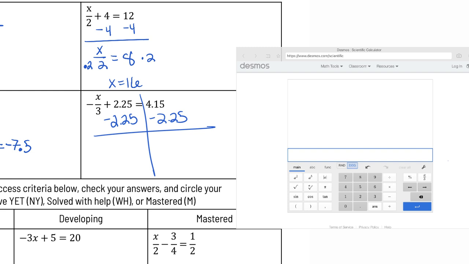So on the other half, let's subtract both sides, subtract 2.5 from both sides. Go ahead and put that in your calculator. And then we are going to multiply both sides by negative 3, because we have x divided by 3. So the opposite of division is multiplication. Putting 1.9 times negative 0.3 in the calculator gives us negative 5.7.